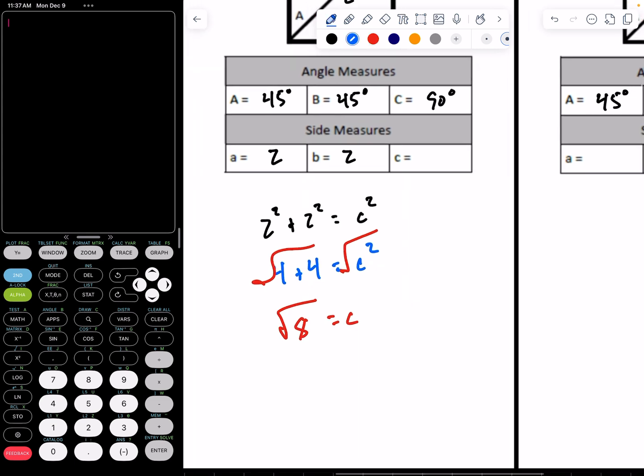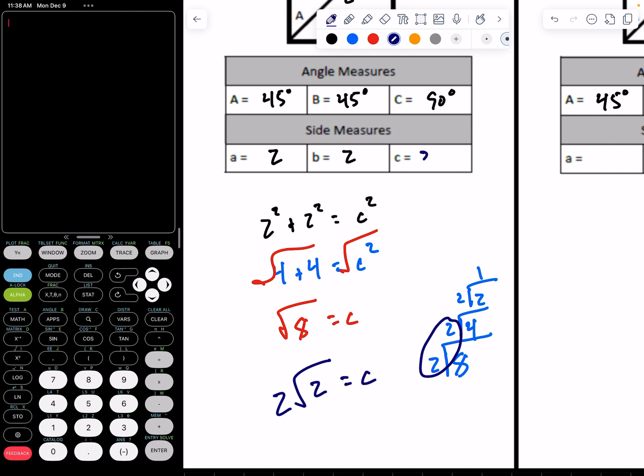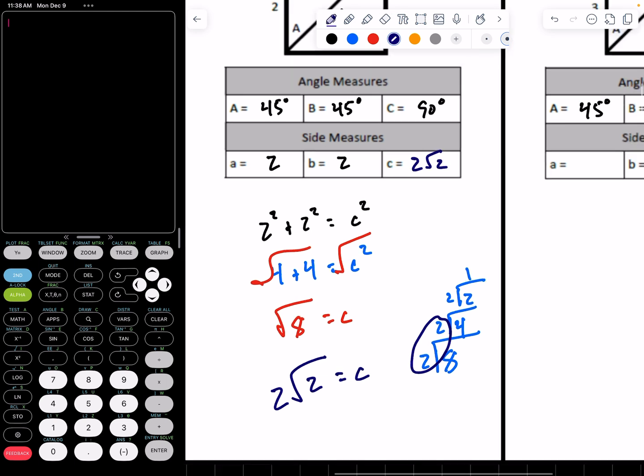And if I use the birthday cake method that we've used in the past, we have 8. I'm going to divide by my lowest number that I can, so 2. That's going to give us 4. Divided by 2 is 2. Divided by 2 is 1. And now I've got my birthday candles on top. And I have a pair of 2's, so that can come outside of my square root. I've got a 2 left on the inside, equaling C. So I've got 2 root 2.